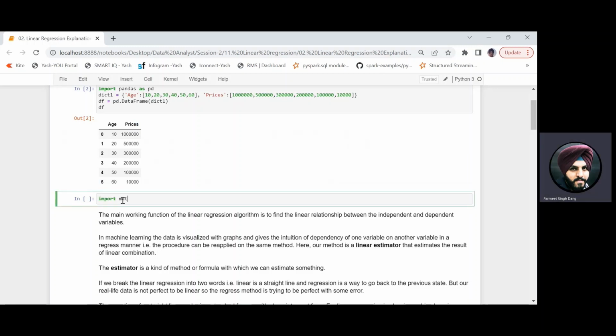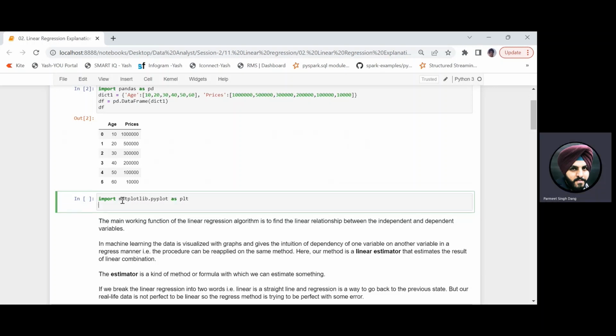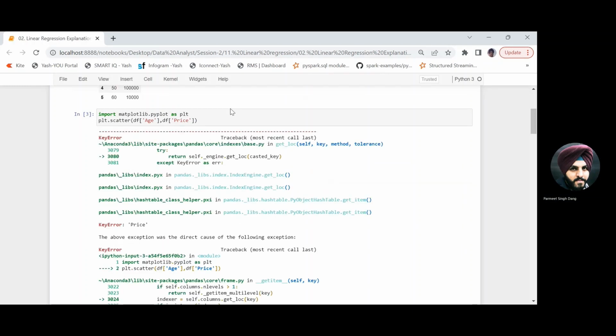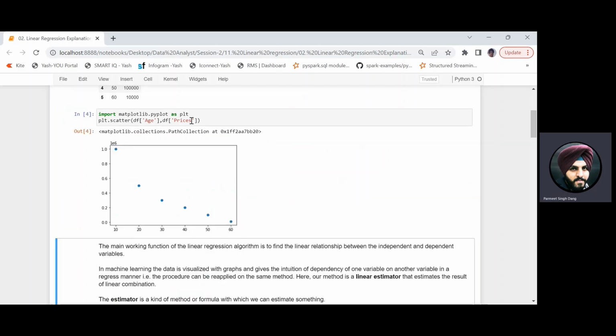Now I want to show you the import matplotlib.pyplot as plt. Let us try to plot the scatter plot for this. plt.scatter df of age, df of price, and let's see its prices. My bad. So you would see as the age of the house is increasing, the price is decreasing.